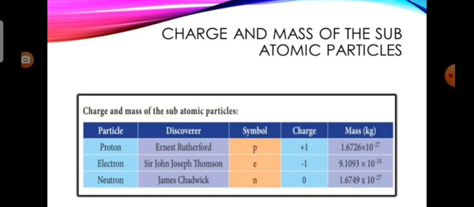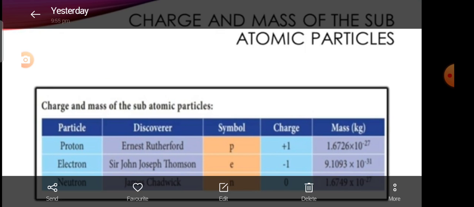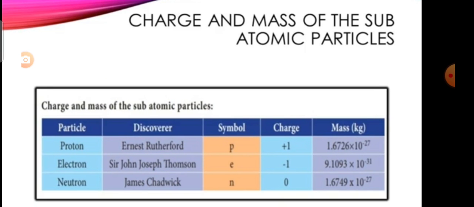Neutron is discovered by James Chadwick. The symbol is small n and the charge is 0, that is, no charge, and the mass is 1.6749 into 10 power minus 27. So apart from these three, electron is very small.